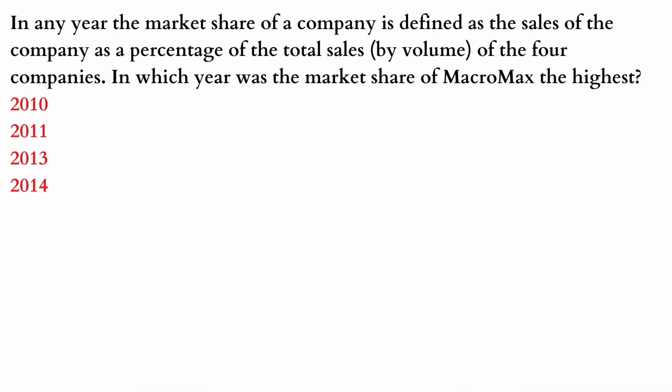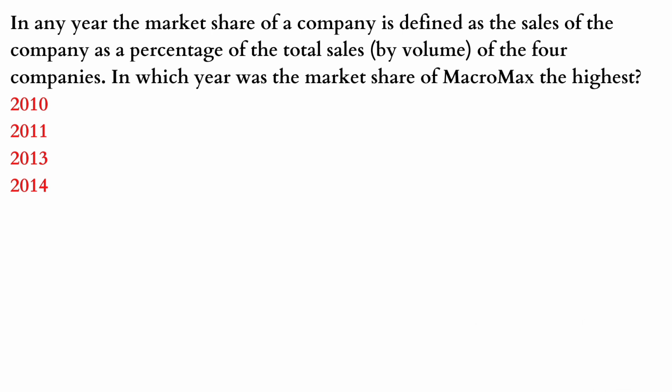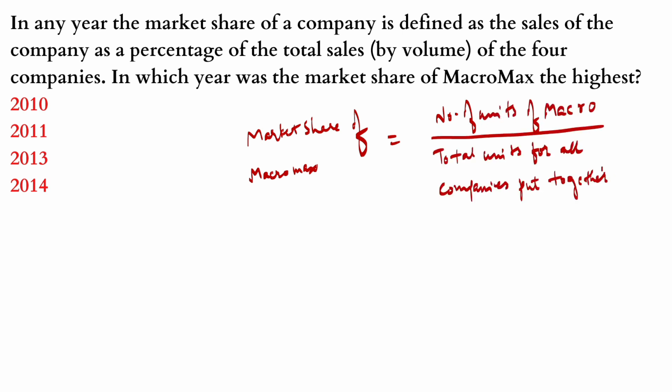So what is the first question? So first one is, in any year, the market share of a company is defined as the sales of the company as a percentage of the total sales by volume of the 4 companies. In which year was the market share of Macromax the highest? So market share of Macromax is equal to number of units of Macromax by total units for all the companies put together. This is how we calculate the market share of a particular brand.